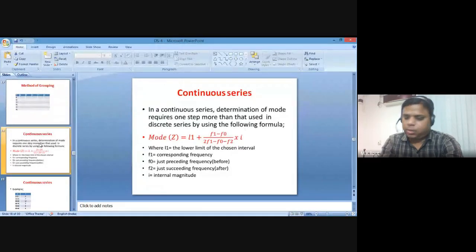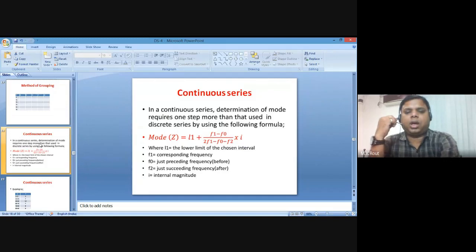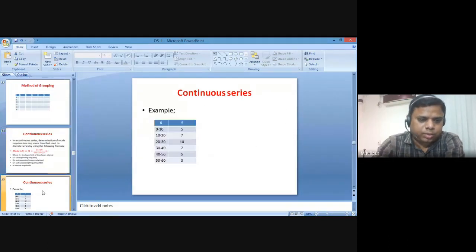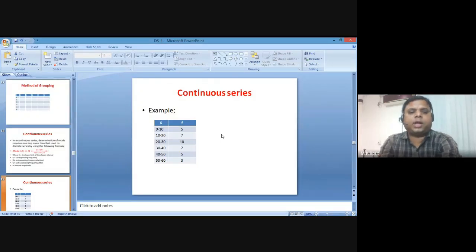Here Z stands for mode, and L1 stands for the lower limit of the chosen interval. F1 stands for the corresponding frequency, F0 stands for the just preceding frequency, and F2 stands for the just succeeding frequency, that is, after. I stands for interval magnitude or common factor. So let's solve a particular problem. For example, here we have the following data in the form of continuous series.